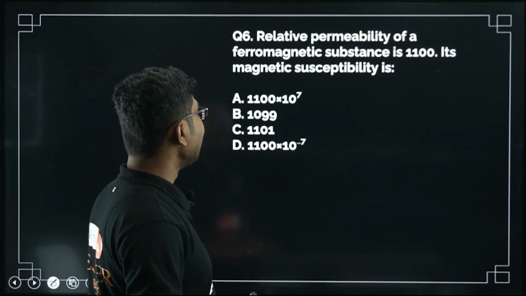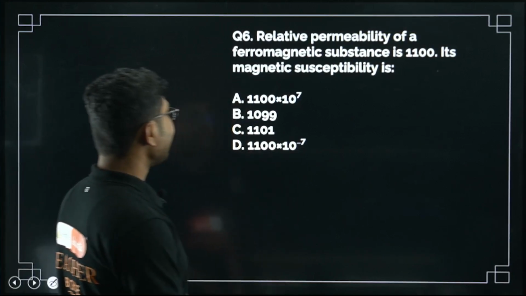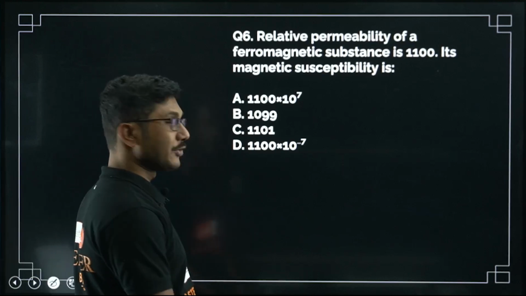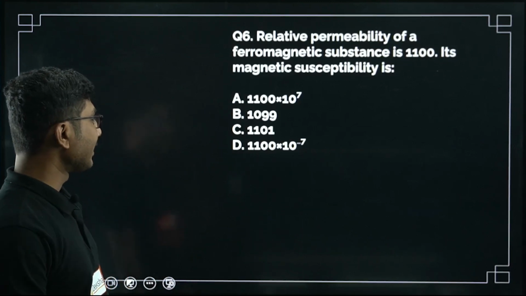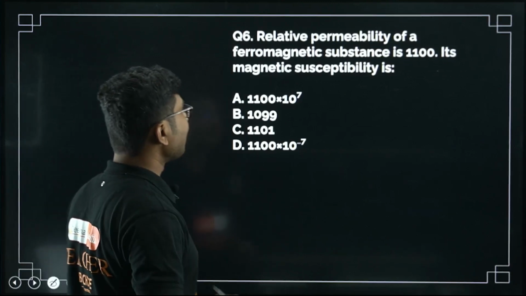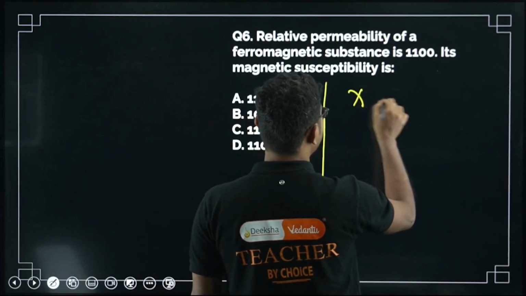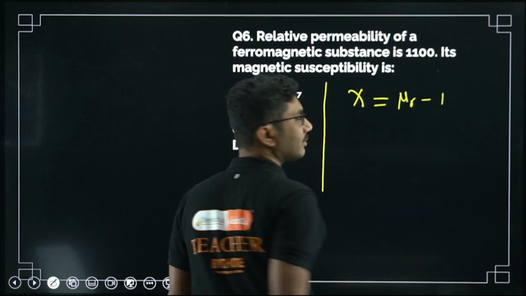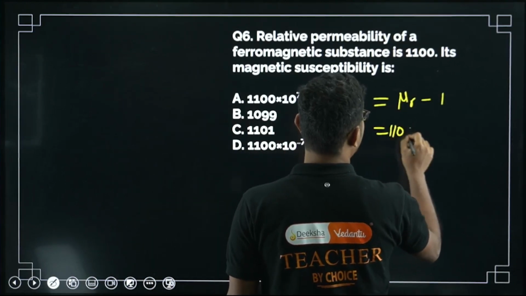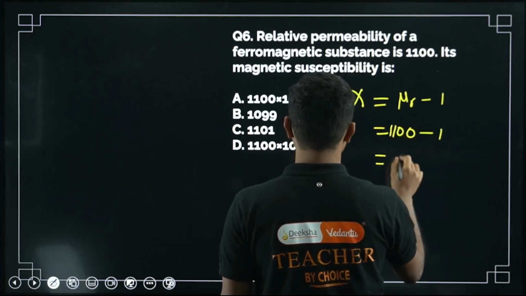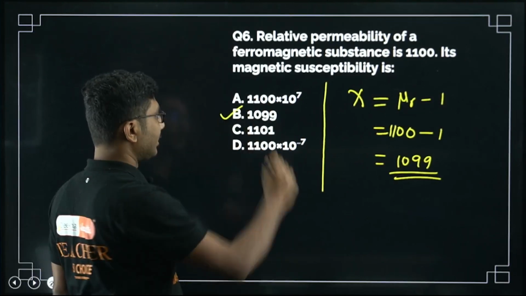Now, relative permeability of a ferromagnetic substance is 1100. Its magnetic susceptibility is 1099, 1101, 1100 times 10 to the power of minus 7. So we know that susceptibility is basically relative permeability minus 1. As simple as that. I think this is a question from your previous years. This question came in your previous year, so it will be 1099. So the answer is simple as that, 1099.